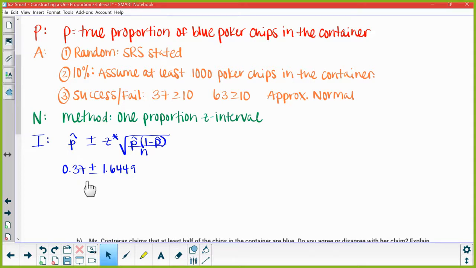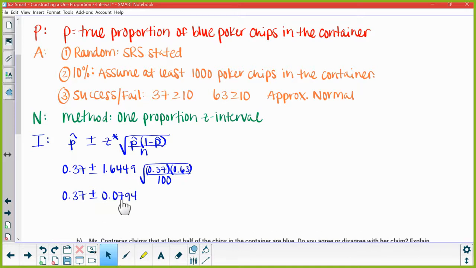So I have 0.37 plus or minus 1.6449. And now I'm just going to take my P hat of 0.37 and my sample size of N and plug it into the standard error formula. 0.37 times 0.63 all over 100, take the square root of that. And from here, it's calculator work. Plug in the plus version into your calculator, plug in the minus version into your calculator. What I sometimes like to do is calculate the right-hand side by itself, just so that I can see what the margin of error is.